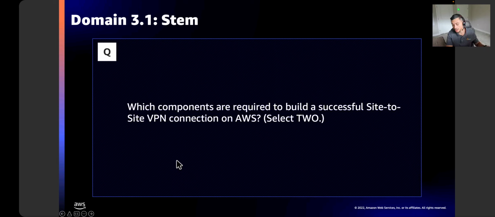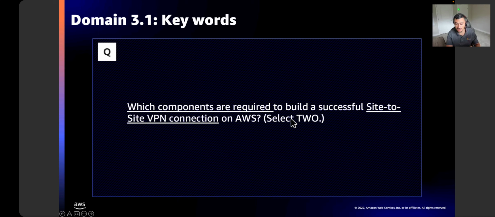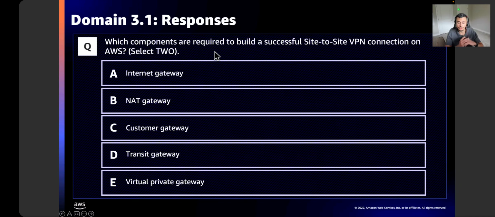Which components are required to build a successful Site-to-Site VPN connection on AWS? Here it's asking you to select two. So remember, read the stem correctly. It's asking you to select two correct responses, so it's a multiple response question. And these are the keywords: we need a Site-to-Site VPN connection, and we're looking for the appropriate components that are required to create that. So think about what we can eliminate here, and think about the different answers in your head, and we will go through them in a second.